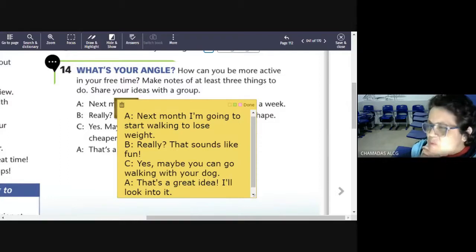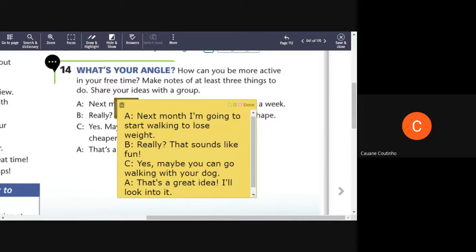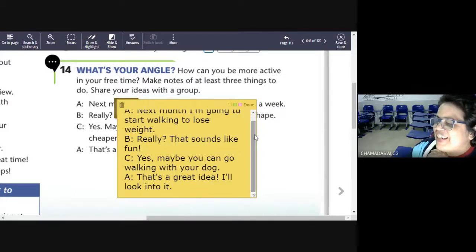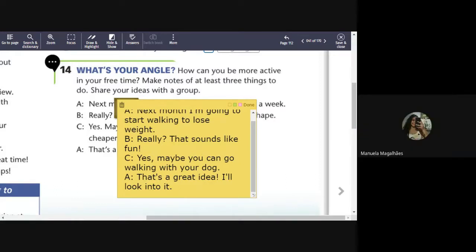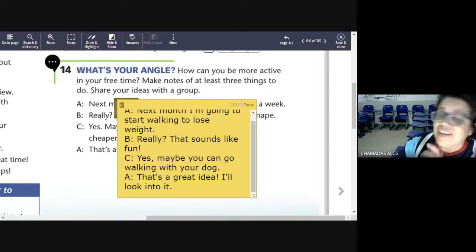Girls, next month, I'm going to start walking to lose weight. Really? That will be great. You'll definitely get in shape. Oh, great. Thank you. Yes, maybe you can go walking with your dog. Oh, that's a great idea. Yeah, I will look into it.